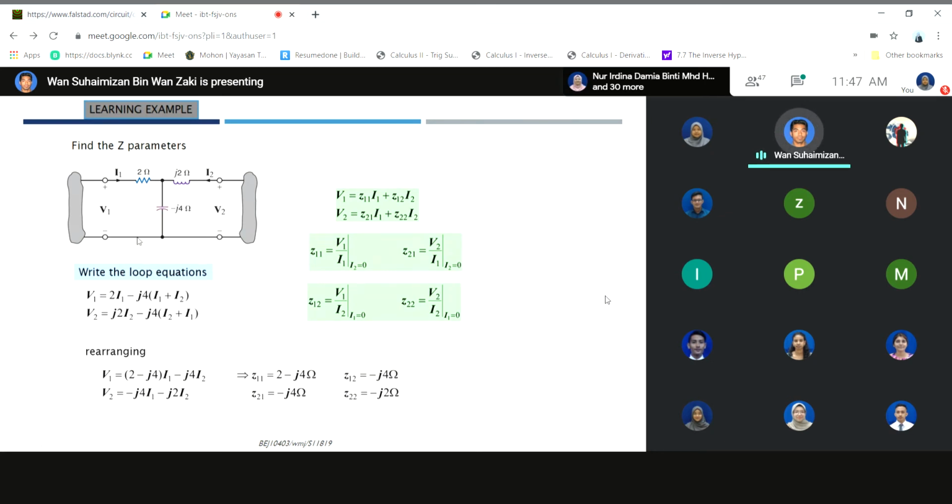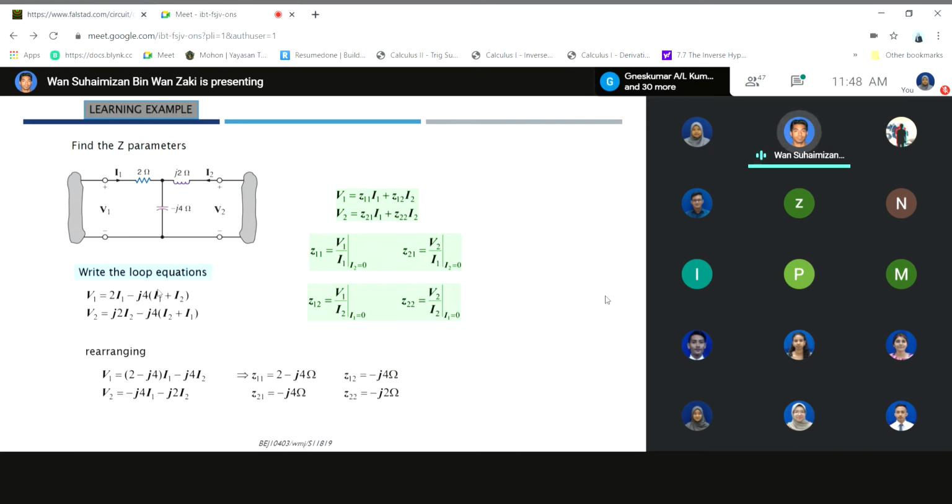So how do you get the Z parameter from the equation? If you do looping, here: minus V1 plus I1 times 2 ohm plus negative J4 times I1 minus I2 equals 0. So you rearrange that, you can get V1 equals 2 I1 minus J4 times I1 plus I2. A second loop here, you do a second loop, negative V2 plus I2 times J2 minus J4 times I2 minus I1 here, right? So using this looping, you can get this loop equation.